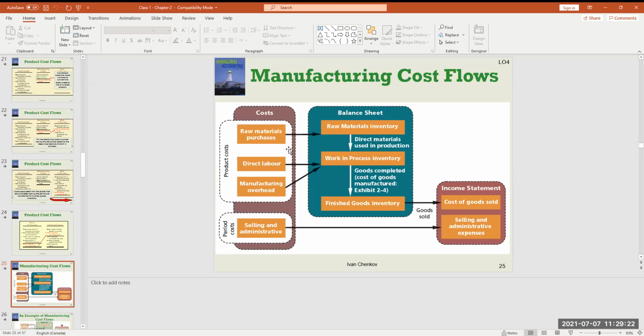Once we have those three, we can say we have a product now. Once we have the product, that becomes cost of goods manufactured, moves to the finished goods account, and from finished goods, when we sell it, becomes cost of goods sold. The period costs, which are selling and administrative expenses, are directly expensed in the income statement.